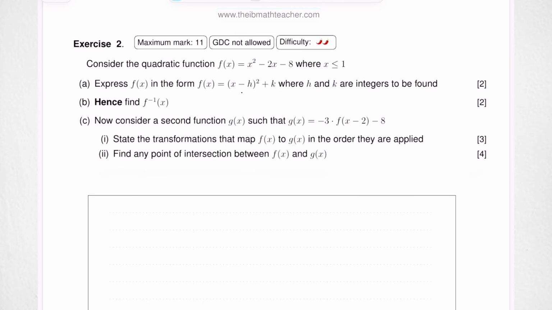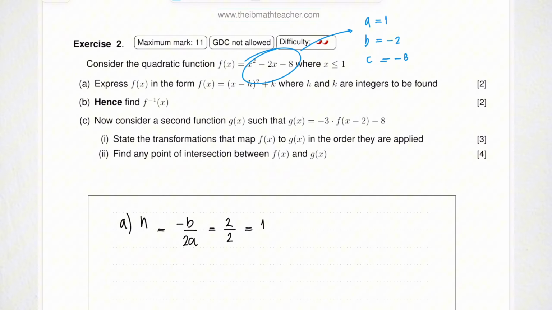So how do we find the x-coordinate of the vertex, which in this case is called h? h is negative b over 2a, and by a and b, I mean the coefficients of this quadratic. a is equal to 1, b is negative 2, and c is negative 8. So we have negative negative 2, positive 2, over 2 times 1, so h is equal to 1.